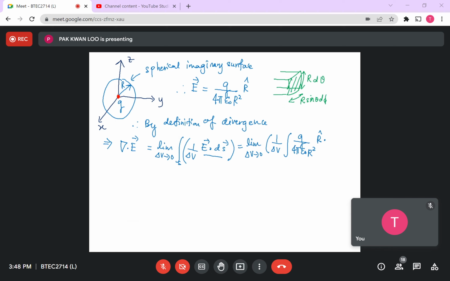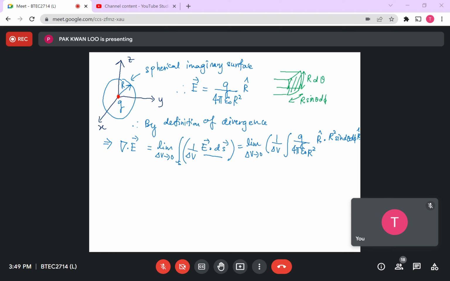So the direction of the vector which is normal to this surface here is going to be r cap, right? So it is r squared sine theta d theta d phi r cap. Okay, so r cap dot r cap.